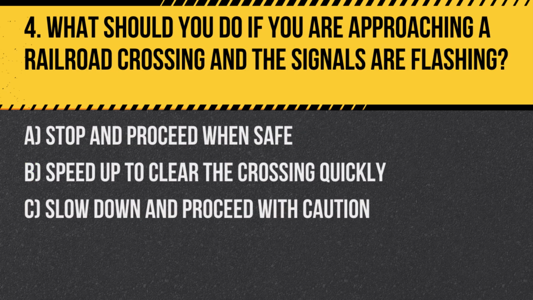Question 4. What should you do if you are approaching a railroad crossing and the signals are flashing? A. Stop and proceed when safe. B. Speed up to clear the crossing quickly. C. Slow down and proceed with caution. Answer. A. Stop and proceed when safe. When approaching a railroad crossing with flashing signals, you must come to a complete stop and proceed only when it's safe to do so.